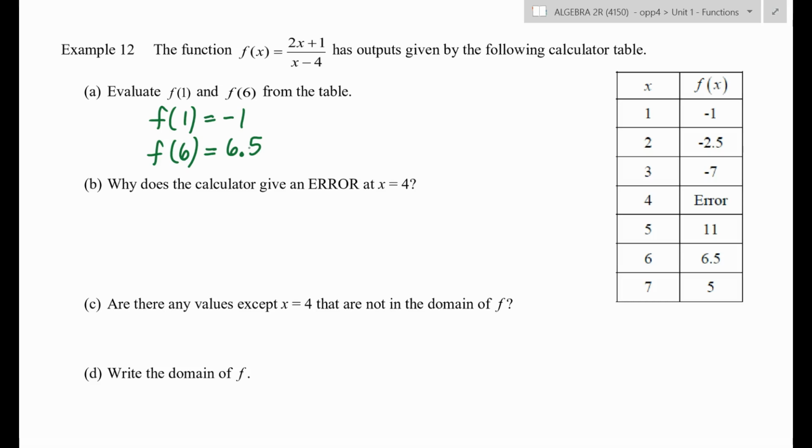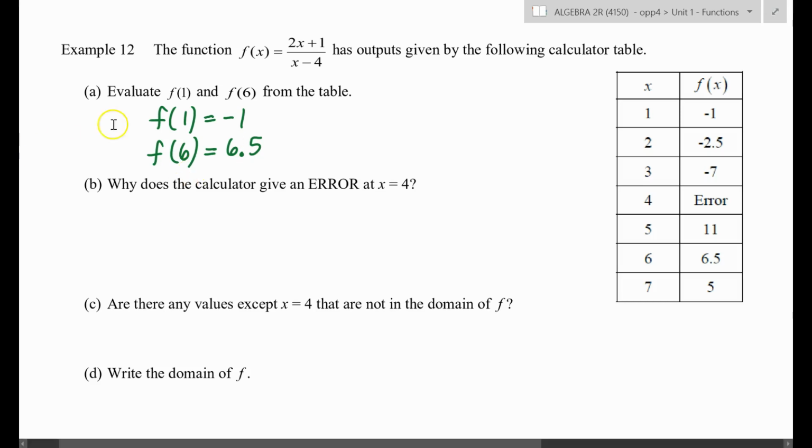Why does the calculator give an error at 4? Okay, so here's the problem, right? Guys, if I take 4 and I plug it in right here, I get 2 times 4 plus 1, which is 9. But what's 4 minus 4? Am I allowed to divide by a 0?